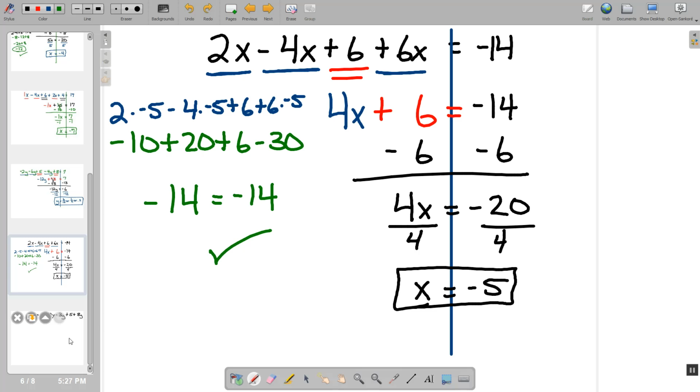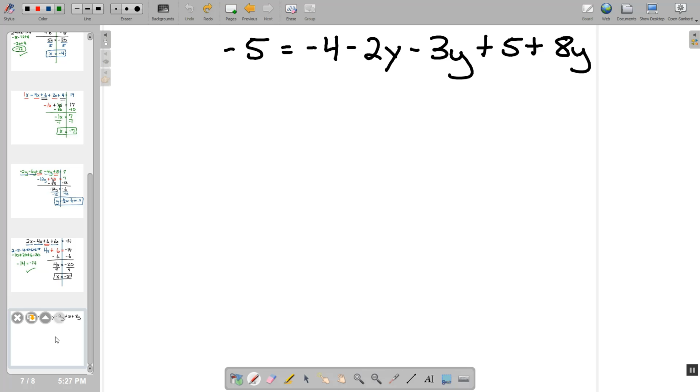Let's do one final problem. Now, it looks different because we have all of our variables on the right side instead of the left, but the process should be the same. Once again, we're going to combine all of our variables together and all of our regular numbers together. So let's combine those variables first.